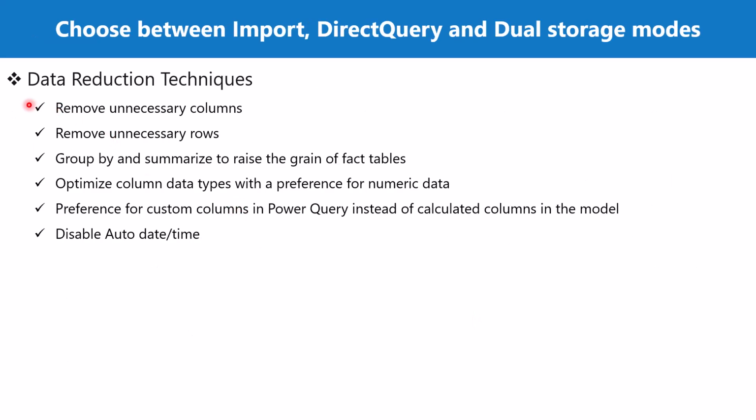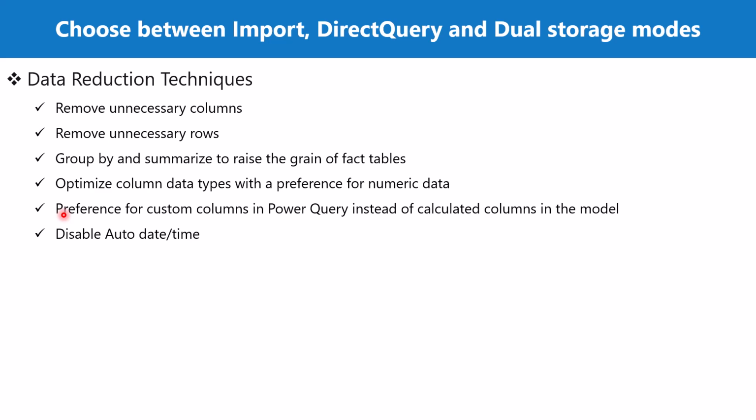So just to conclude this video, let me recap some of the data reduction techniques. We have seen that removing unnecessary columns and unnecessary rows is very important. Then group by and summarize, we are going to explore this in the next video, that is how we can use group by and summarize to raise the grain of the fact tables, or in other words, reduce the level of detail. Then data column types, which we explored in the previous video. Similarly, one important thing is that once we talk about DAX, we have the capability to add columns and create new columns in DAX.